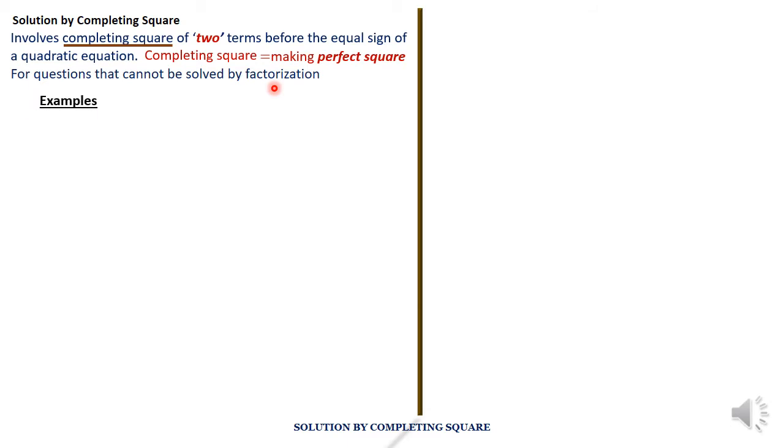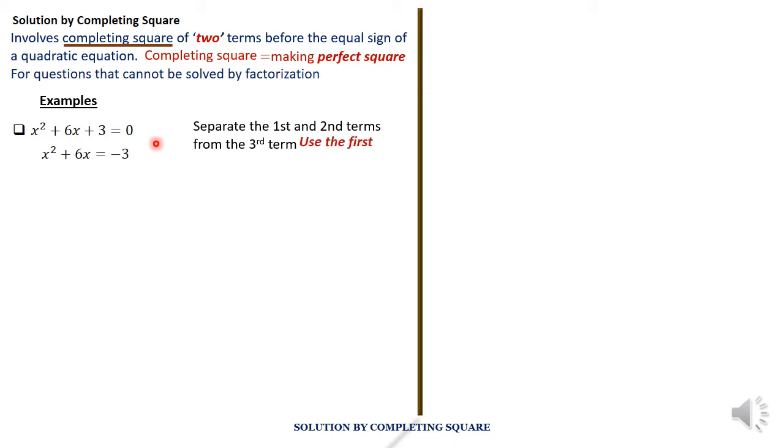Now, let's look at examples to tie this together. We're given a question: x squared plus 6x plus 3 is equal to 0. The first step is to separate the first and second terms from the third. You see, we have three terms. We need to have the first two together and the third one goes on the other side of the equal sign, that particular way.